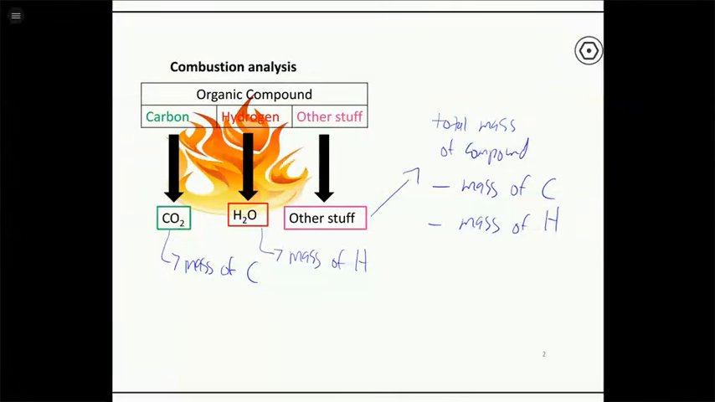And so once we have masses of all the elements, now again, if there's more than one type of element here for this other stuff, you can't get all the information you need. But if it's just three elements, you can get the mass of every element, and then you can use those masses to determine the empirical formula.